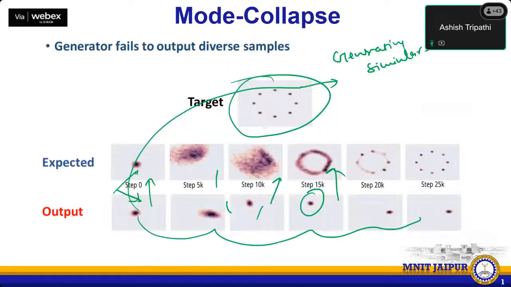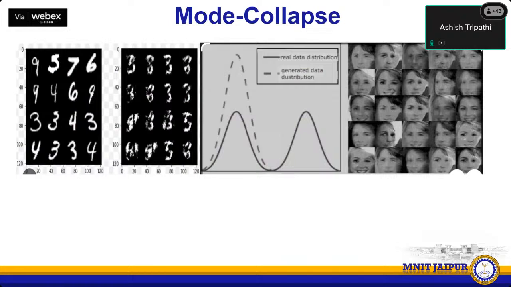And why are we generating similar images? Just check. What happens? For example, I have this digit data set, and in the case of the mode collapse problem, what will happen? My generator will generate similar kinds of digits frequently. Or in the case of face data, my generator G is generating similar kinds of faces.